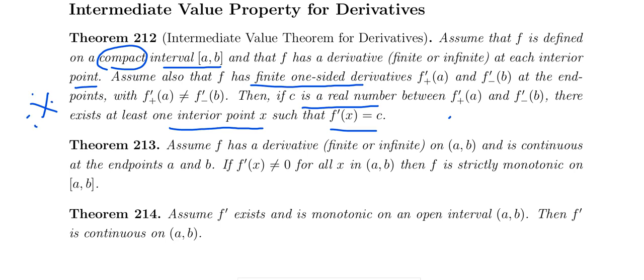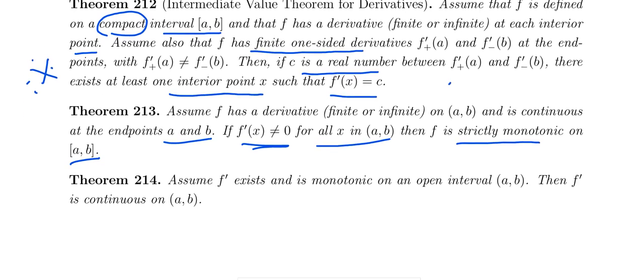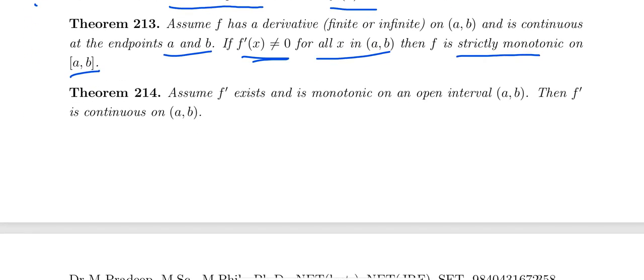So f has the derivative, finite or infinite, on (a, b) and is continuous at the endpoints of [a, b]. In the case f'(x) is not equal to 0 for every x in (a, b), f is strictly monotonic. And f' exists and is monotonic on the open interval (a, b), which means the derivative is continuous on (a, b).